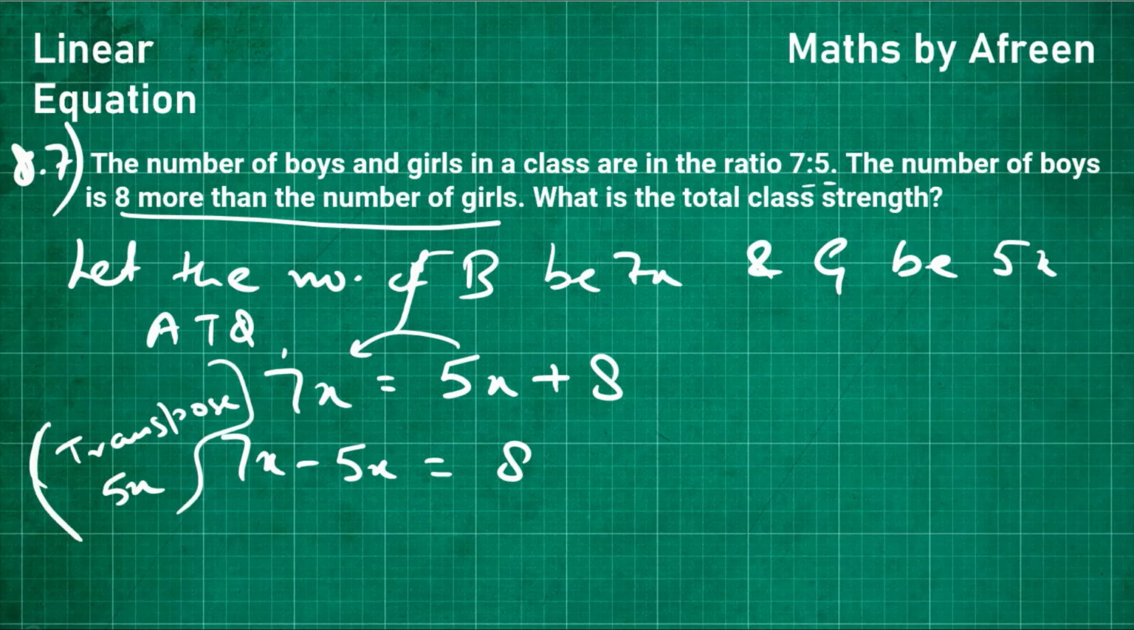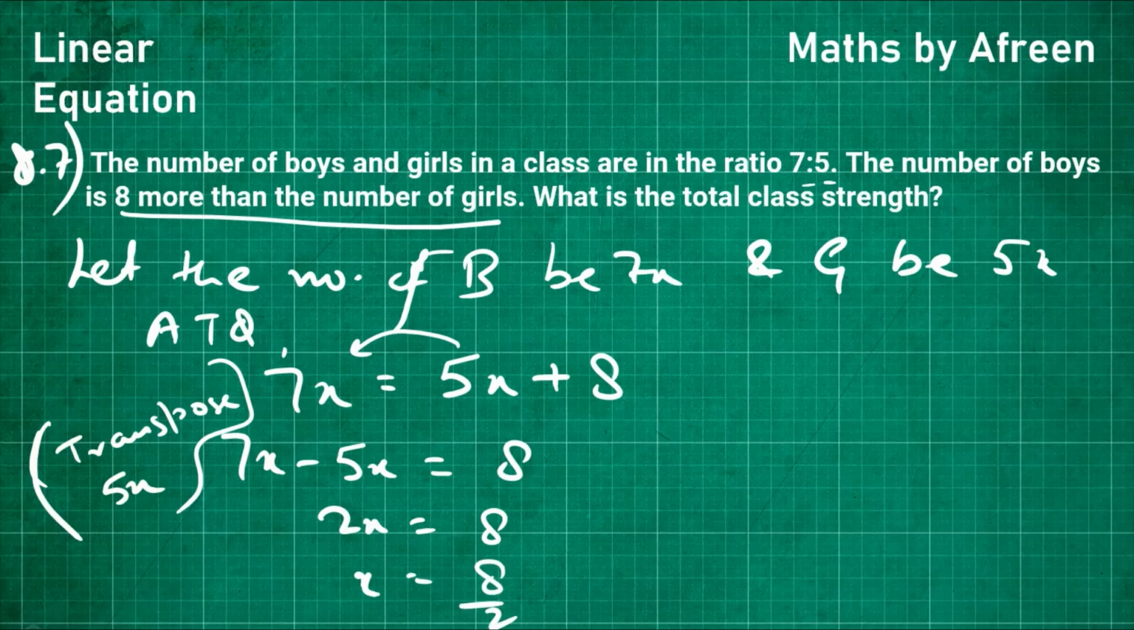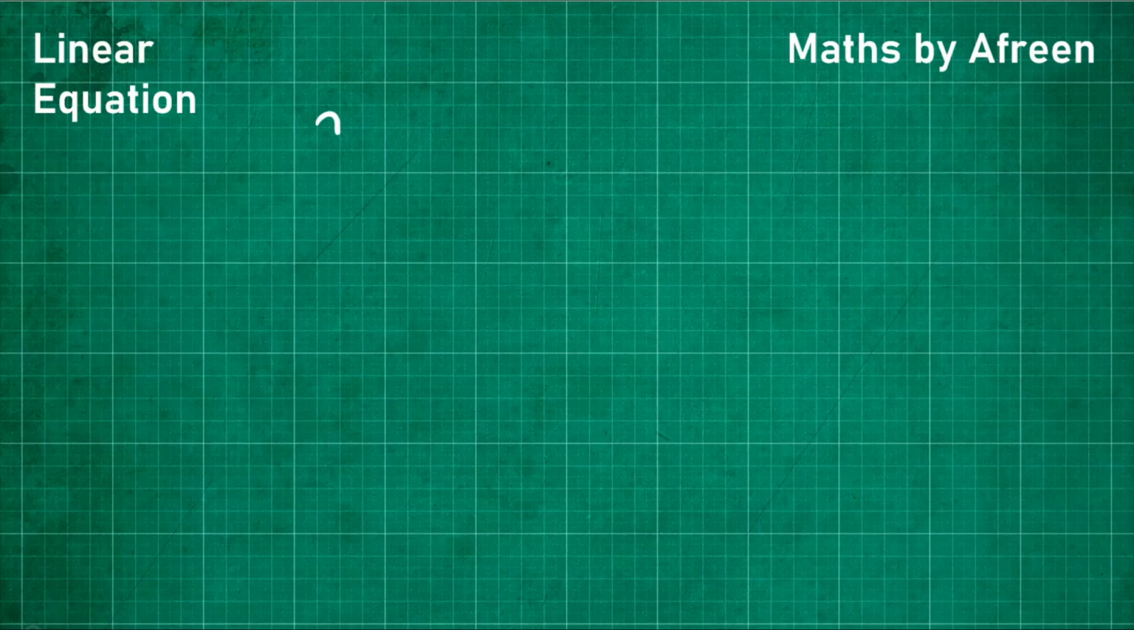Okay, so 7x minus 5x will be 2x equals 8. So x will be equal to 8 by 2. Transpose 2 this time, from left hand side to right hand side, and cancel this 8 by 2. 2 1s are 2 and 2 4s are 8. So the value of x will be 4.